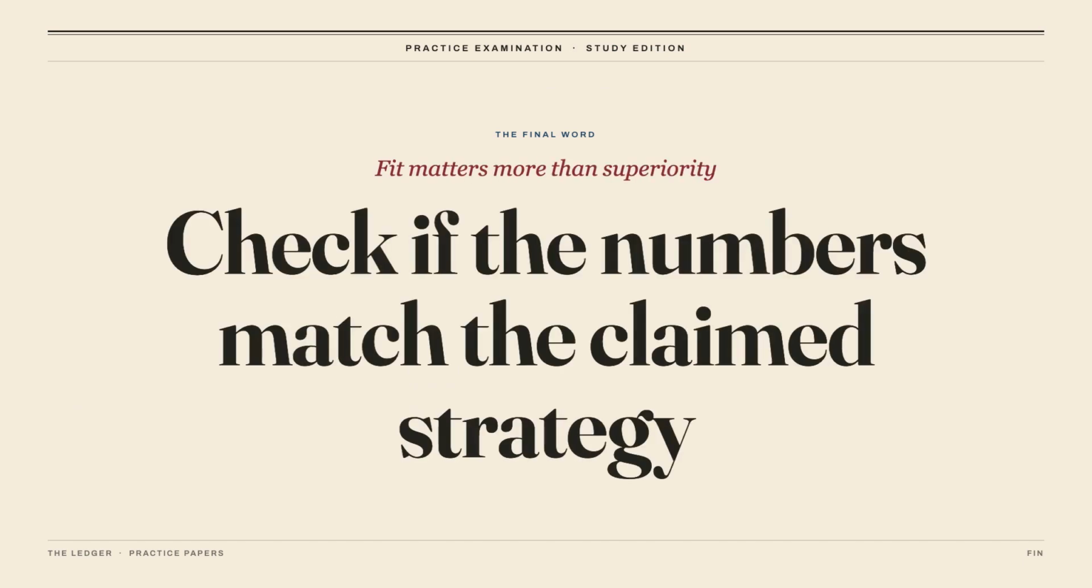Cost leadership isn't inherently better or worse than differentiation. It depends on the industry's economics. Always confirm the financial fingerprints actually match the strategy a company claims.